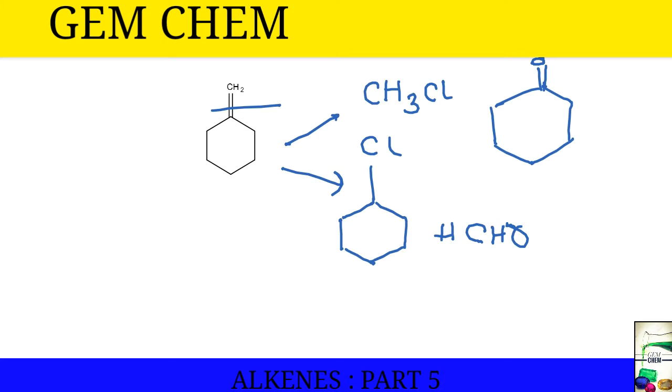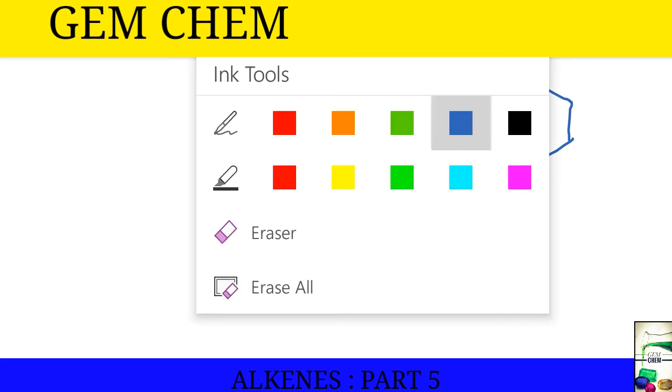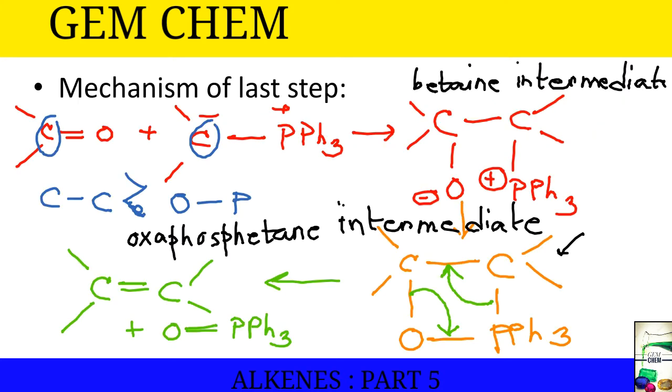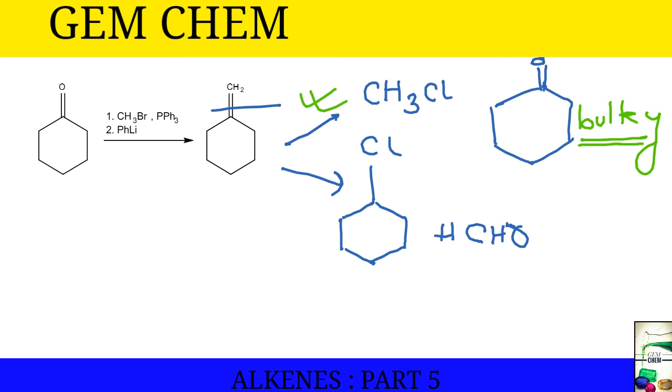So what will be the result? Which one will be more favorable? Which one will occur more favorably? This one is the bulky one, ketone part. So we prefer to have this option. Okay. So ultimately what will be the method to prepare this? This one will be the method.